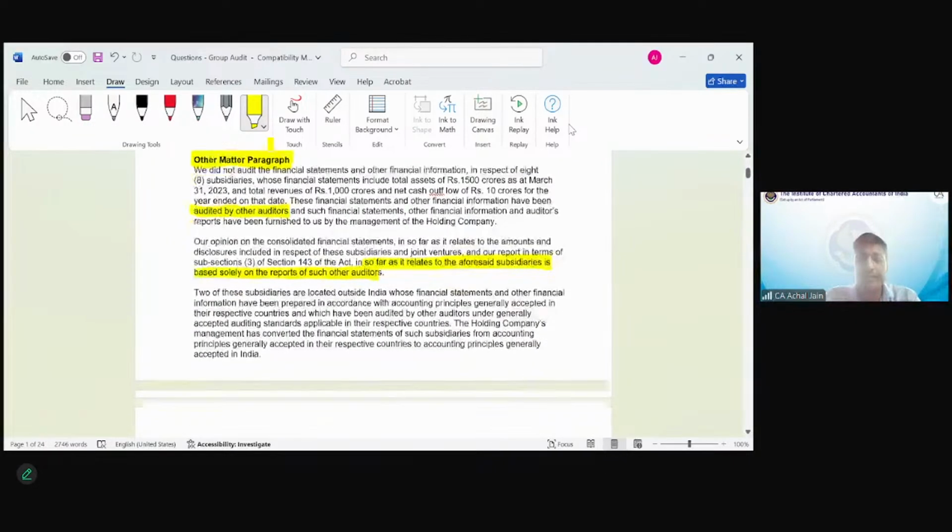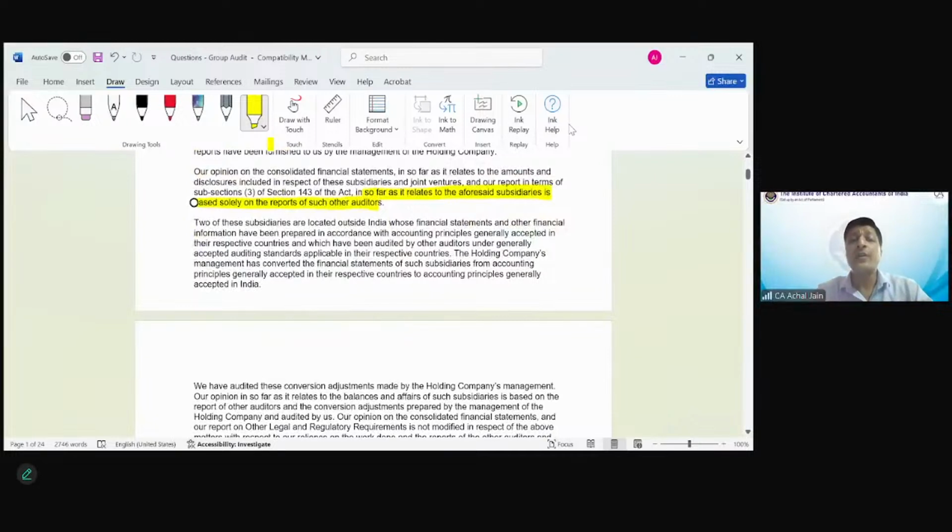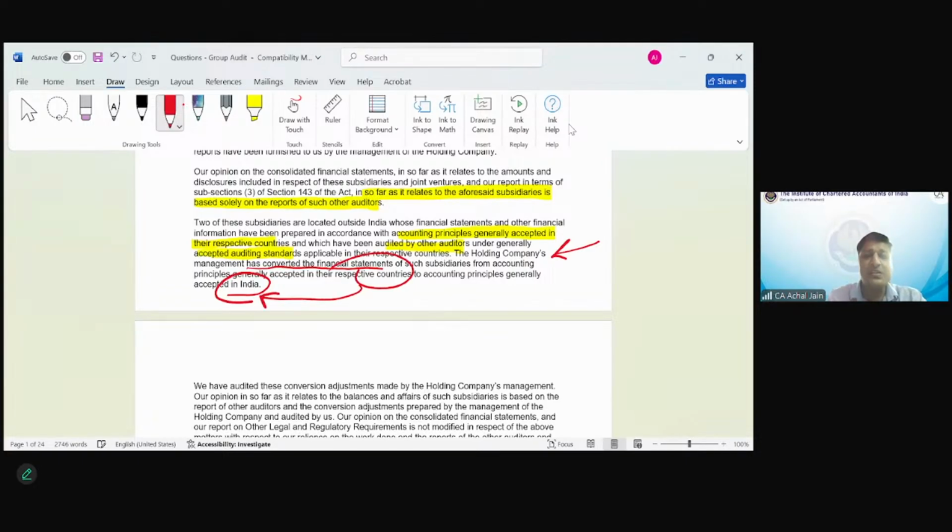Okay. Next, he says two of these subsidiaries are located outside India, whose financial statements are prepared in accordance with accounting principles generally accepted in their respective countries. They have been audited by auditors under a different auditing framework. Now, let's understand what he is writing. He's saying the holding company's management has converted the financial statements from accounting principles of those respective countries to that of India. Okay, so the holding company has done this.